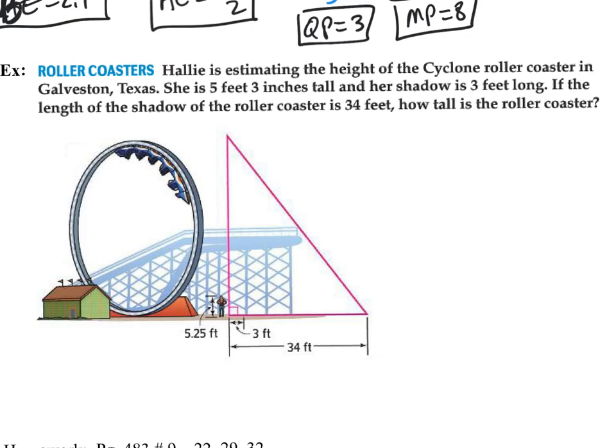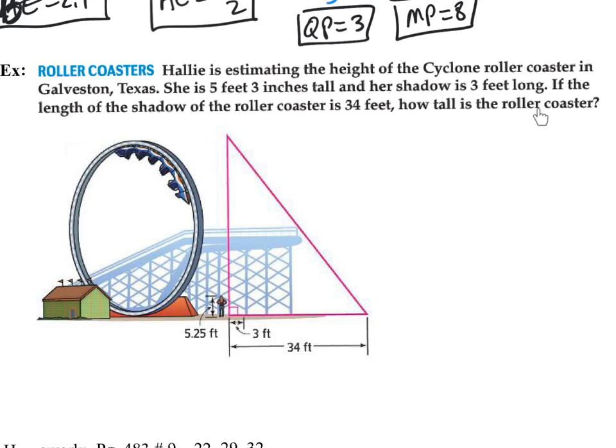This next example is an example of how we can use similar triangles to solve a difficult problem, or not a difficult problem, but a problem that would be hard to do in real life. Here we have Hallie estimating the height of the Cyclone roller coaster in Galveston, Texas. She is 5 feet 3 inches tall and her shadow is 3 feet long. If the length of the shadow of the roller coaster is 34 feet, how tall is the roller coaster?